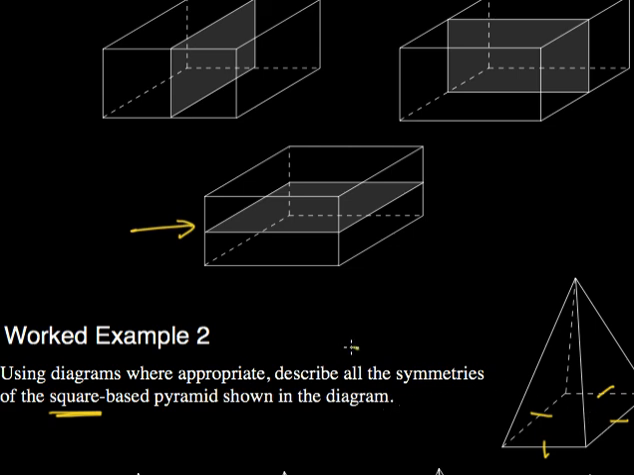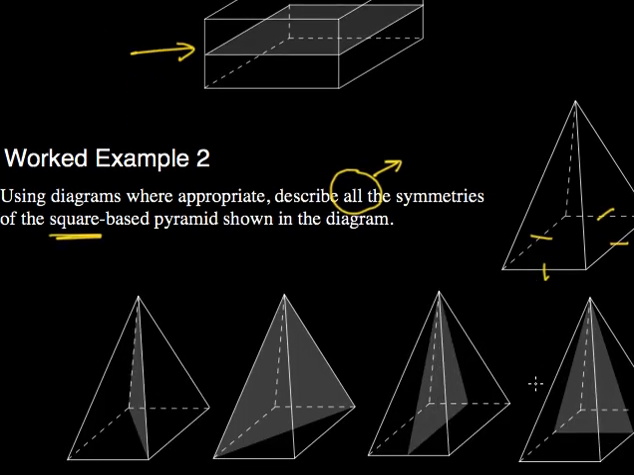But look at the question again. It says all the symmetries. It's not asking for all of the planes of symmetry. It's asking for all of the symmetries. So there may be more than just planes. Interesting to think about. But let's consider just planes first.